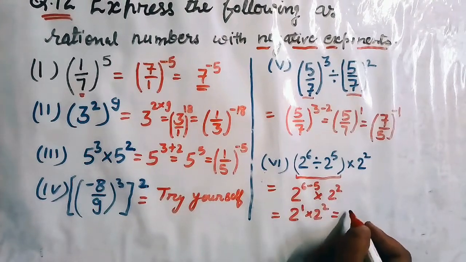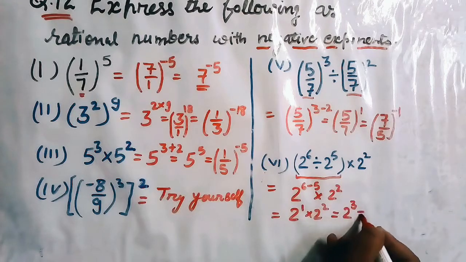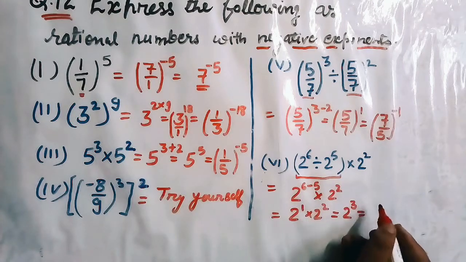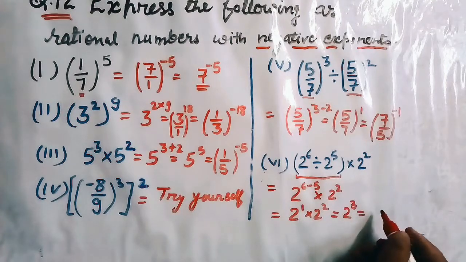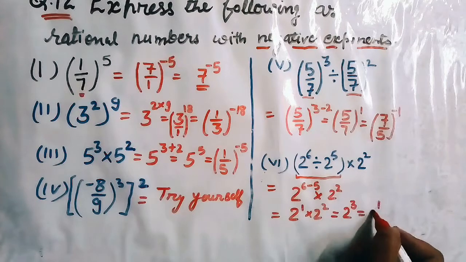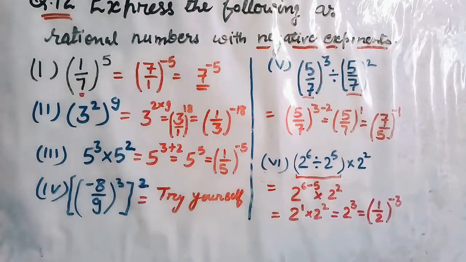Again bases are same, multiplication is there, powers will be plus. So 2 plus 1, 3. Now you have to represent as negative exponent. So take the reciprocal of 2, will be 1 upon 2 and whole raised to power minus 3 now. This is your required answer.